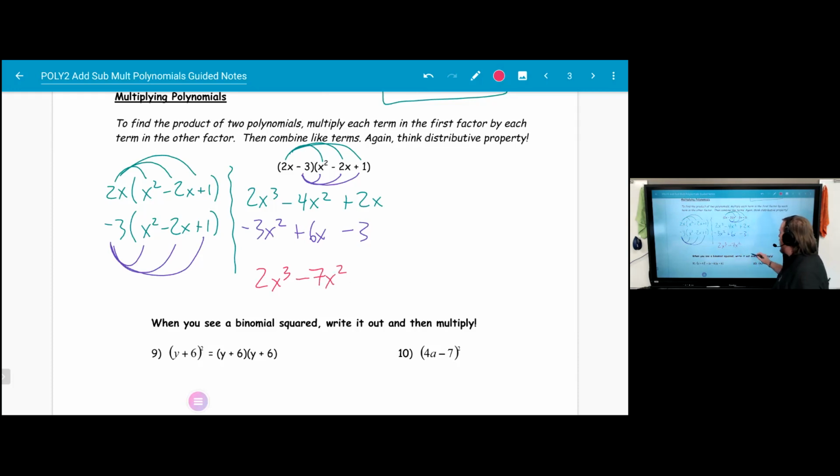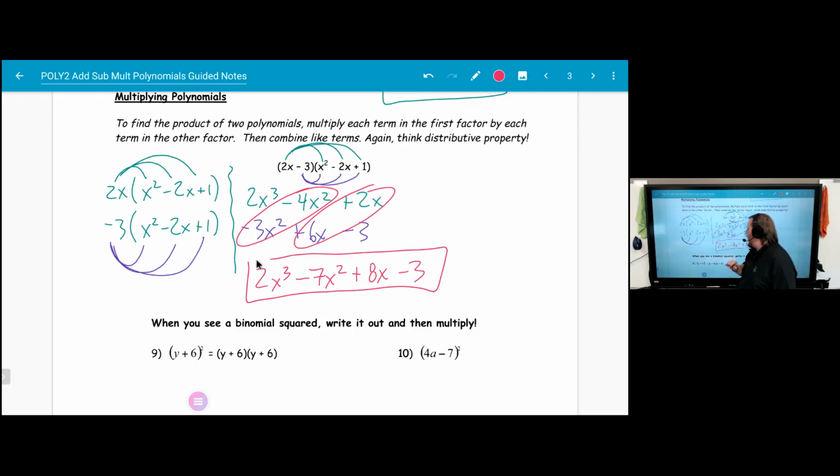I've got two terms with x's. Those are right here. Let's kind of do it like this. This doesn't always work out this way, but sometimes it does. Plus 8x. My constant is -3. And I have just multiplied two polynomials.